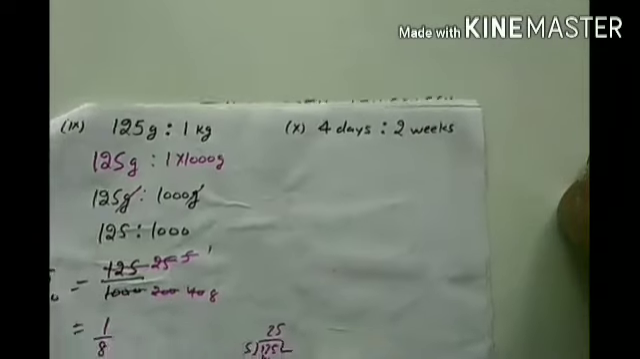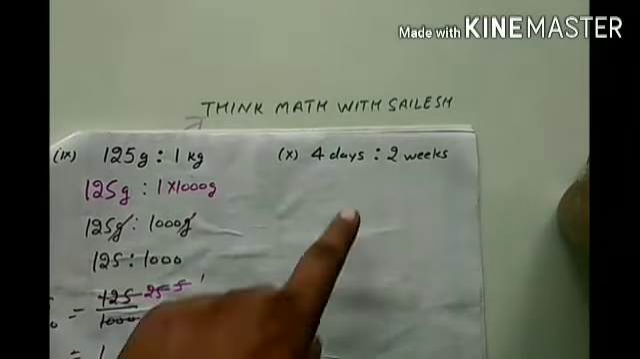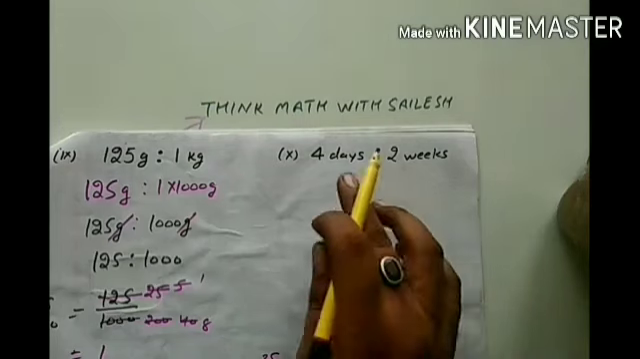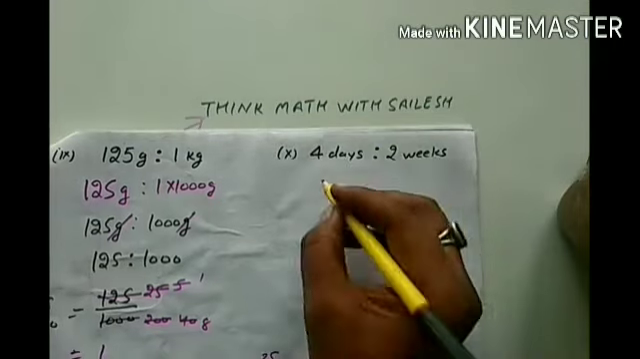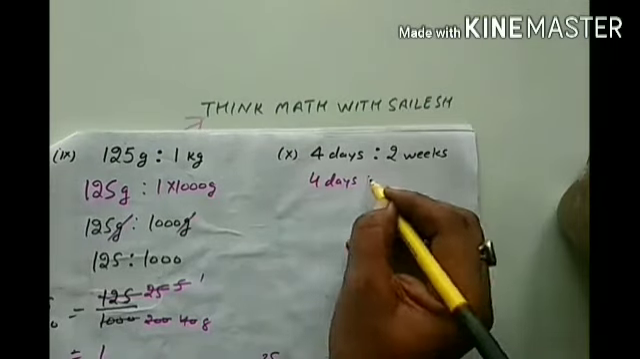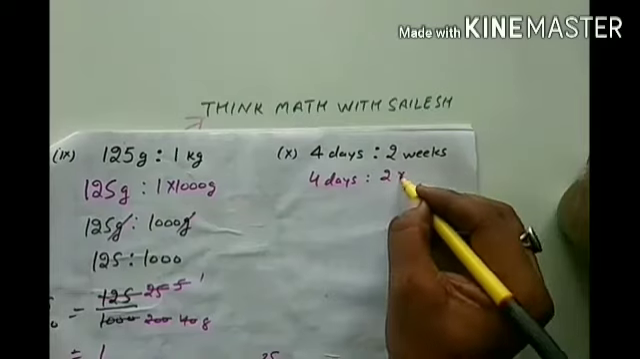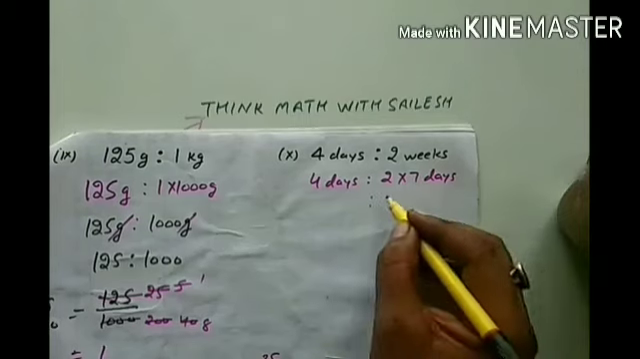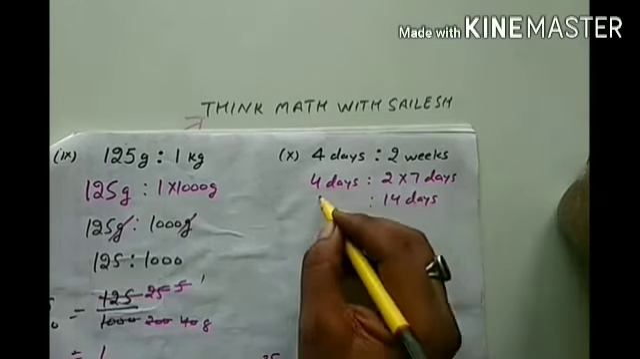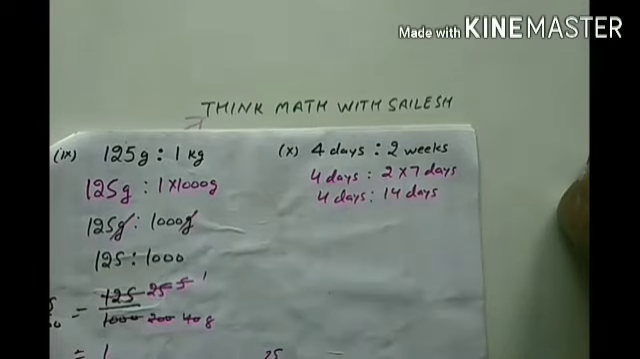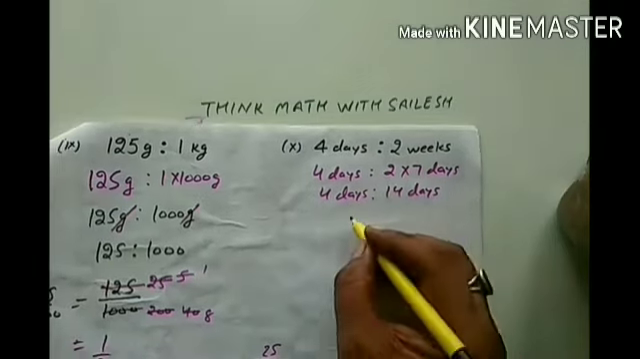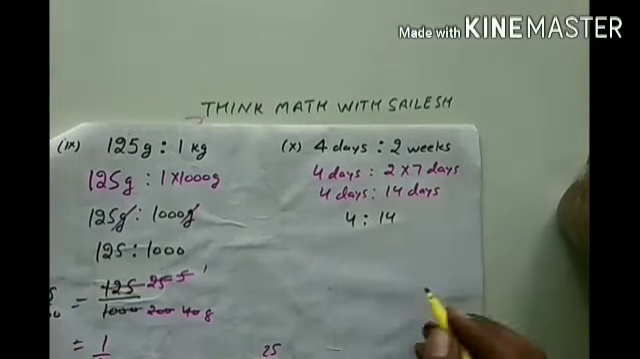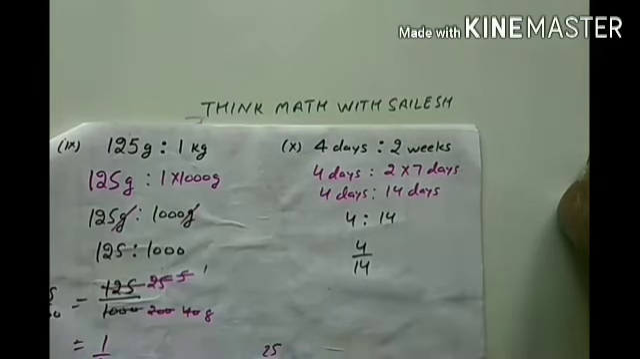Now here you will see 4 days ratio 2 weeks. Now 4 days ratio 2 weeks, these are days and these are weeks. So firstly I will convert weeks into days. How? By multiplying by 7 days, because there are 7 days in a week. Now the answer is 14 days and here 4 days. Now you can see the units are the same, therefore I can skip days and write 4 and 14 only. Now 4 and 14 can be written in the fractional form.